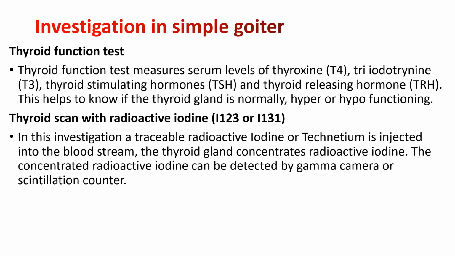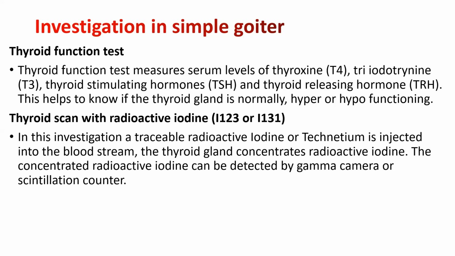It's a clinical sign. Investigations to be done in simple goiter: it's just a normal thyroid function test. We need to measure the levels of thyroxine T3, T4, and TSH. This will help to know if the thyroid gland is normal or is hyper or hypo functioning. Also you can do a thyroid scan with radioactive iodine, using iodine 123 or iodine 131. What is actually done, we just inject this traceable radioactive iodine, or sometimes technetium, into the bloodstream.